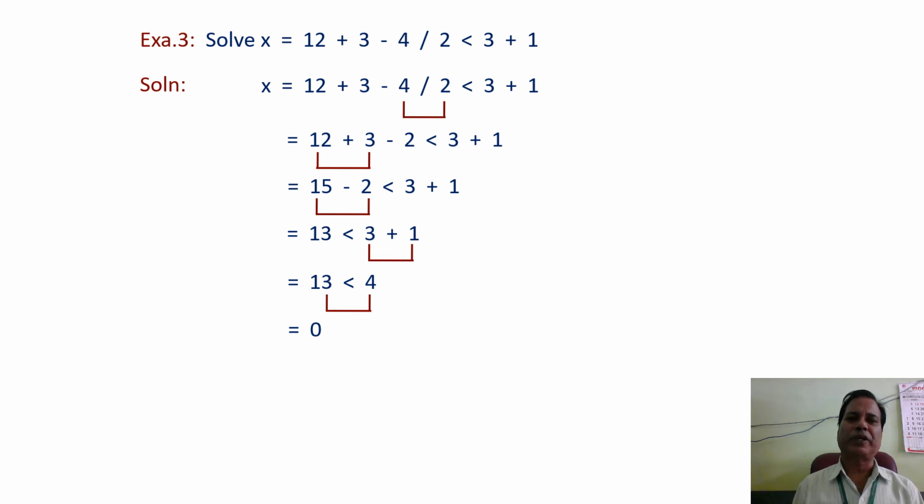Thus we have seen three examples that are solved using the rules of precedence and associativity. So with this lecture we have understood that you have got the knowledge of precedence and associativity, and how this precedence and associativity is applied to solve an expression for the correct result.